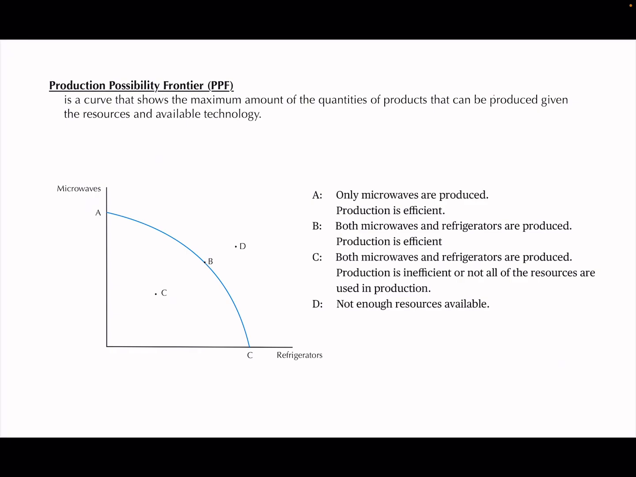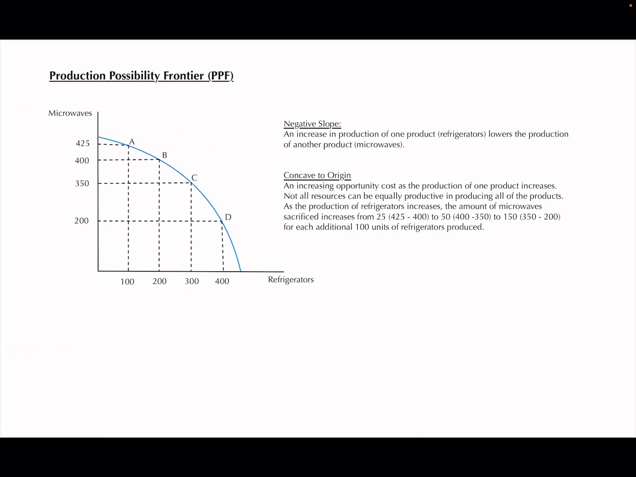Last is point D. Point D lies outside of the PPF curve. This means that there are not enough resources available to create that combination of microwaves and refrigerators. The PPF has a negative slope as an increase in production of one product lowers the production of another. For example, in this case, if we increase the production of refrigerators, you'll have to lower the production of microwaves.